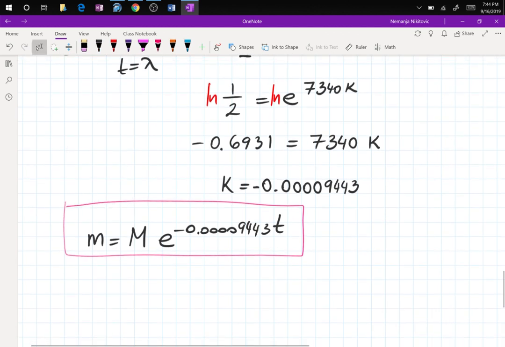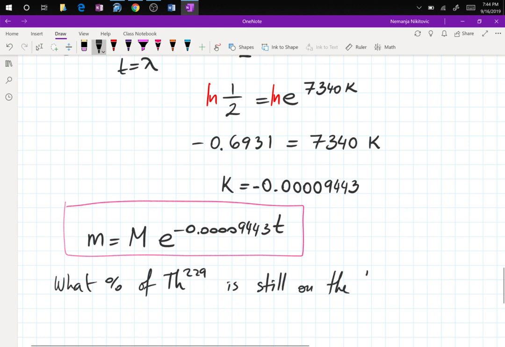So, what percent of thorium-229 is still on the teeth after 70 years? Wait, we are closer to 80 years, right? Is it just 1940 or like 1949? Well, if we go from 70 years, because if you say it came out at 43, so let's go from 50 to 20, right? So that's 70 years. Fine.